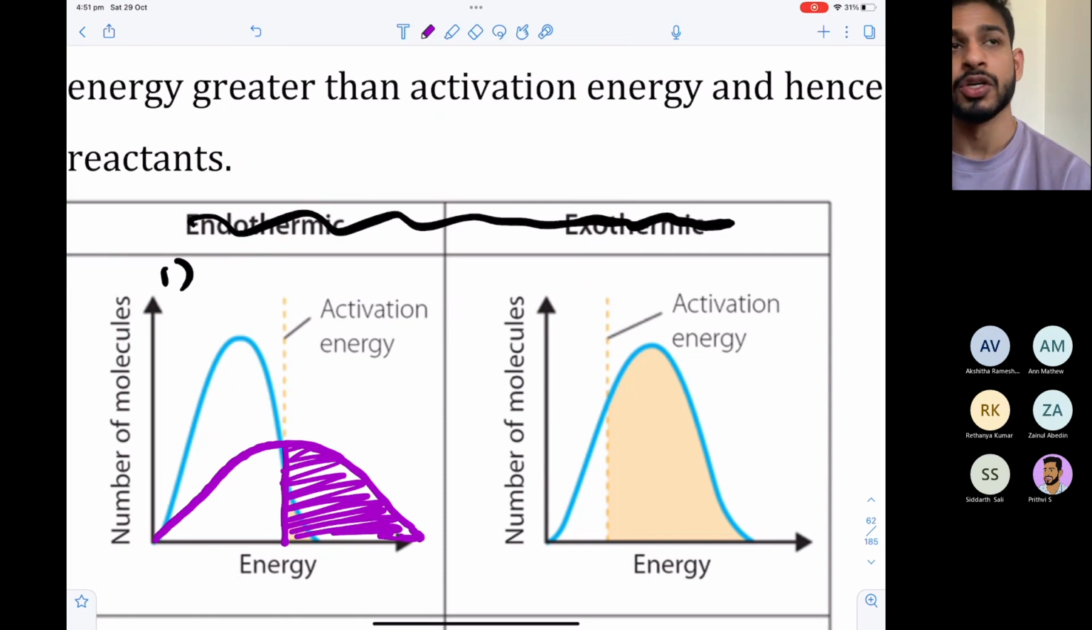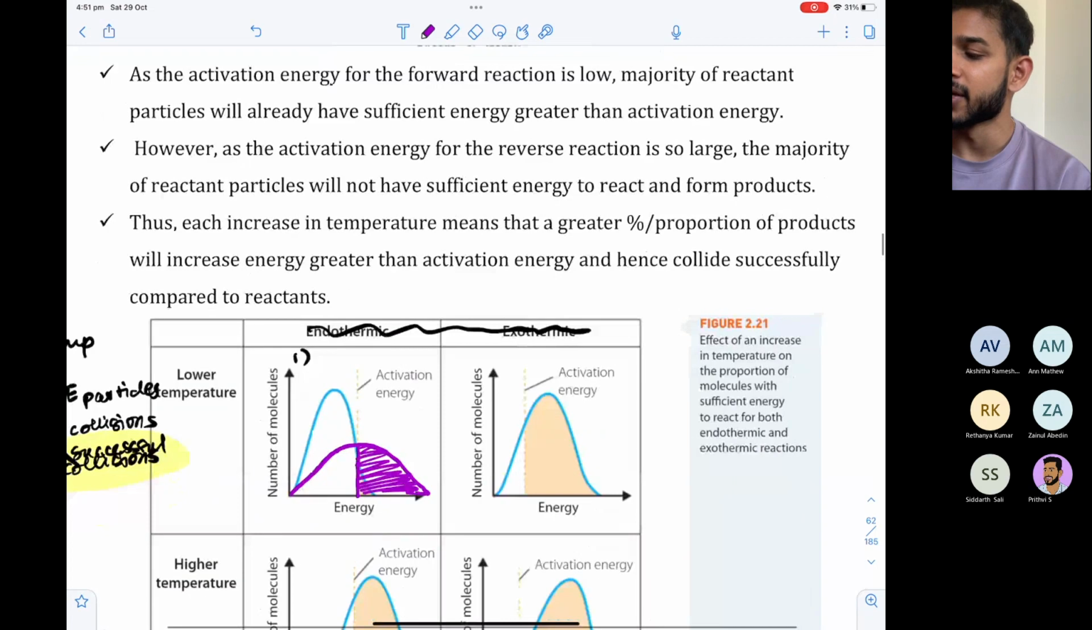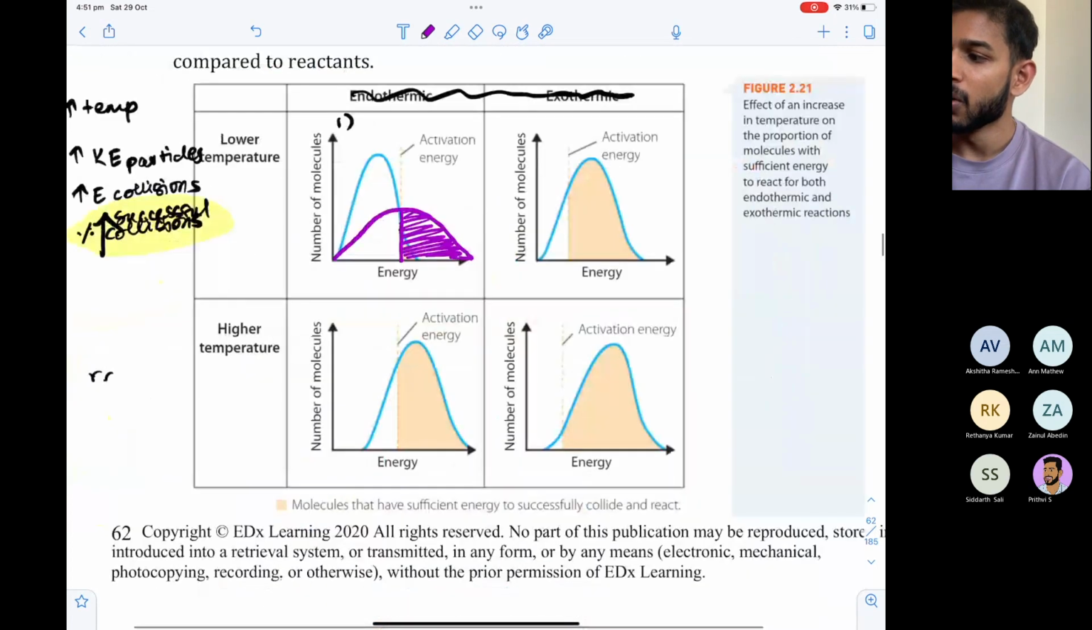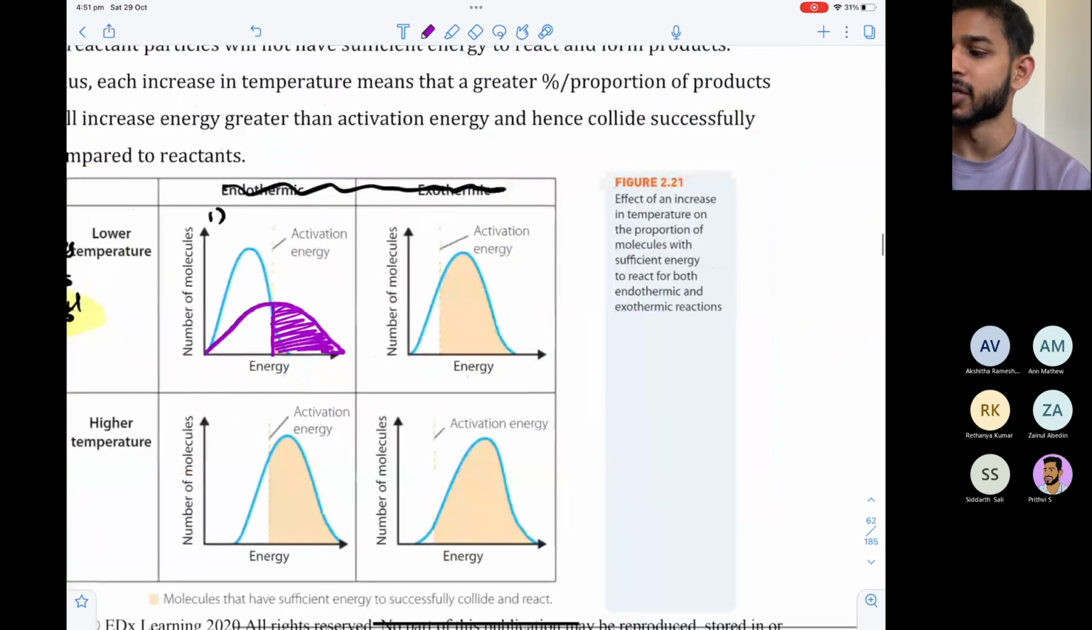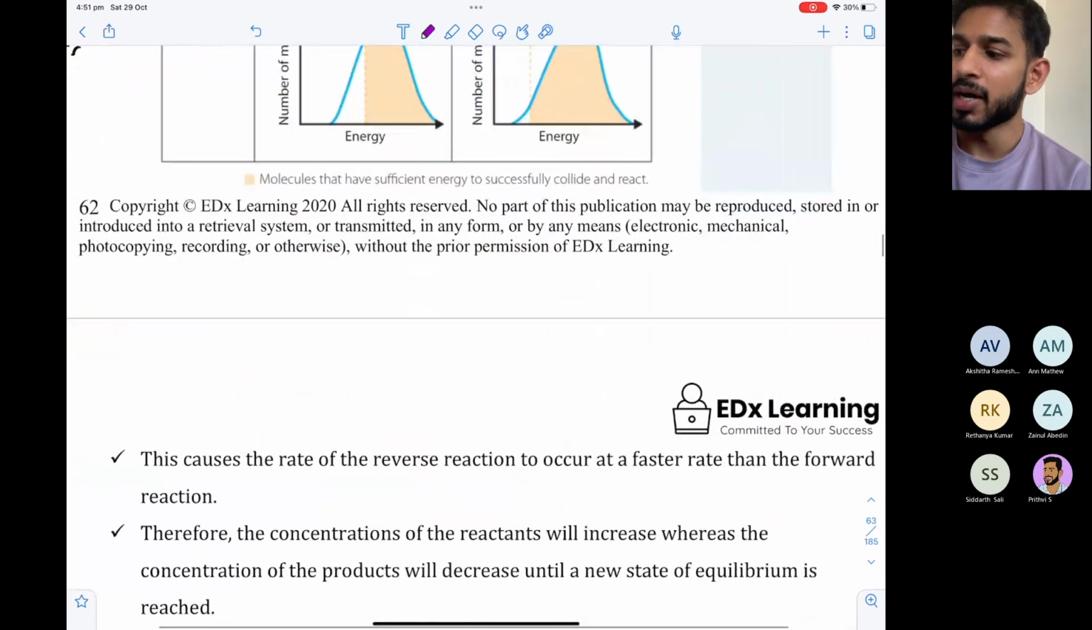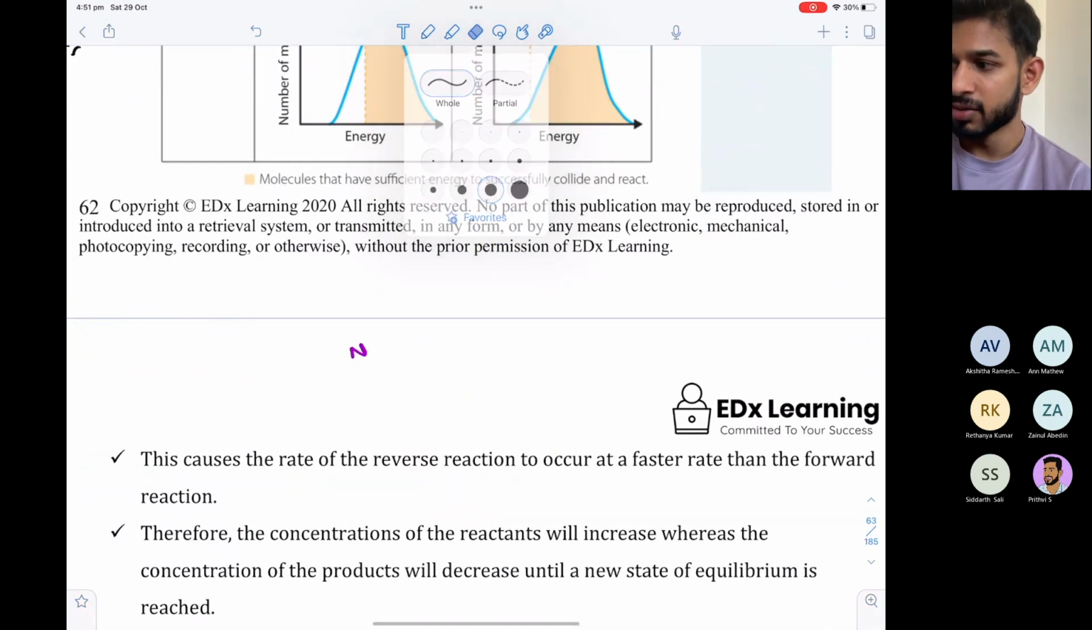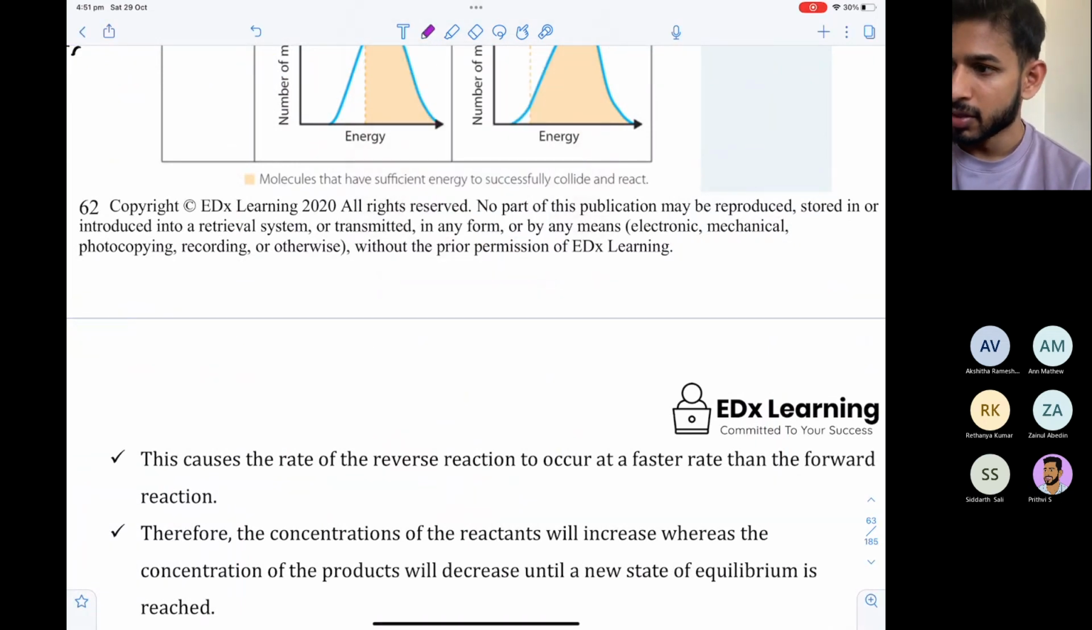Using this knowledge, I want you to now think, what will happen when I increase or decrease temperature according to particle collision theory? We'll use the same reaction, right? We'll use nitrogen plus hydrogen gives you ammonia.